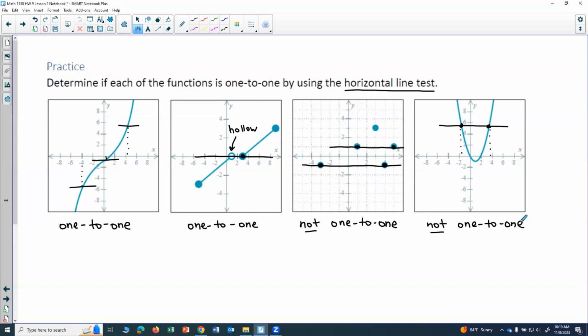Now, in the next video, we're going to look at inverse functions, and a graph has to be one-to-one in order to have an inverse. So that's why we're focusing on that here, so that we'll be able to tell whether a function or graph is one-to-one.